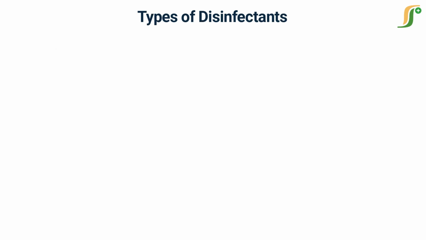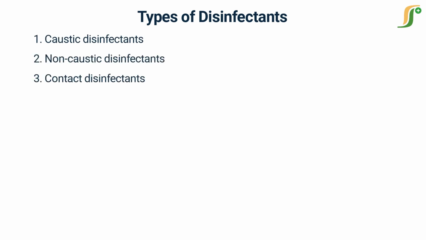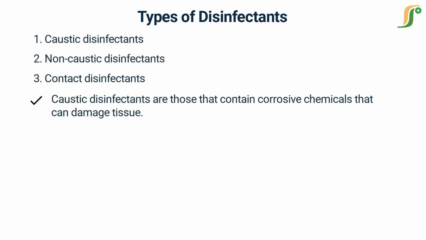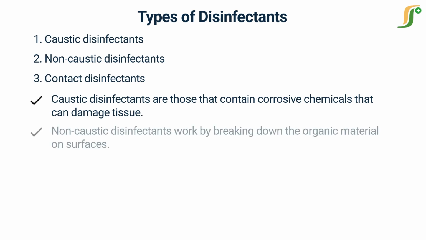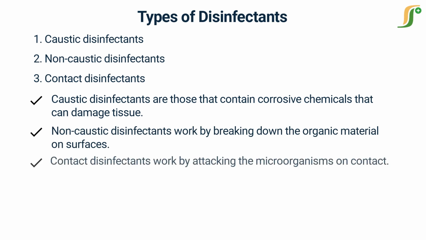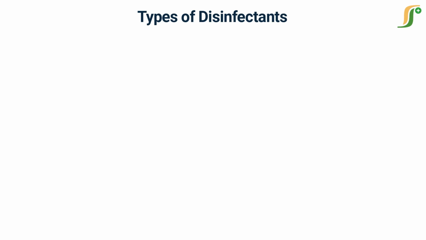Types of disinfectants. There are three types of disinfectants: caustic, non-caustic, and contact disinfectants. Caustic disinfectants are those that contain corrosive chemicals that can damage tissue. Non-caustic disinfectants work by breaking down the organic material on surfaces. Contact disinfectants work by attacking the microorganisms on contact. The type of disinfectant you use is important to consider when cleaning a surface.